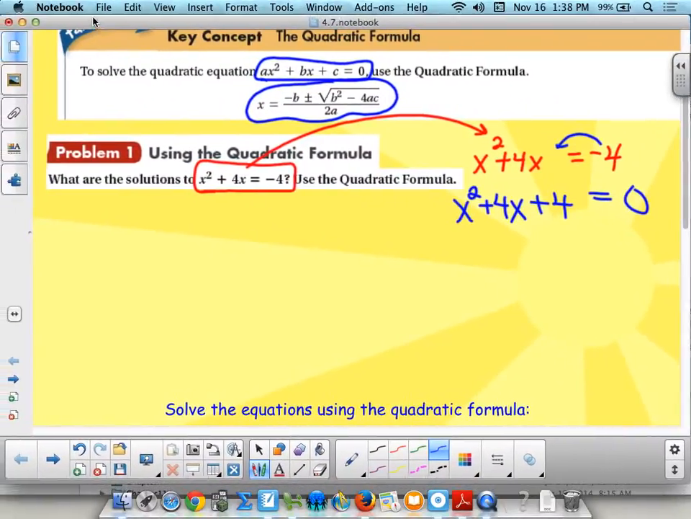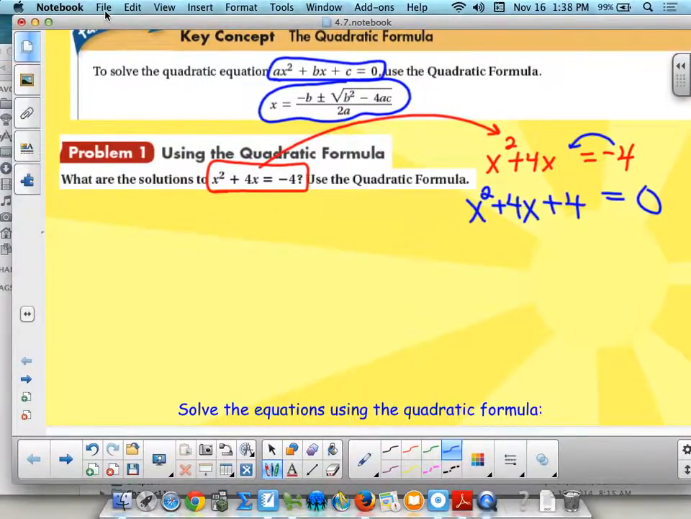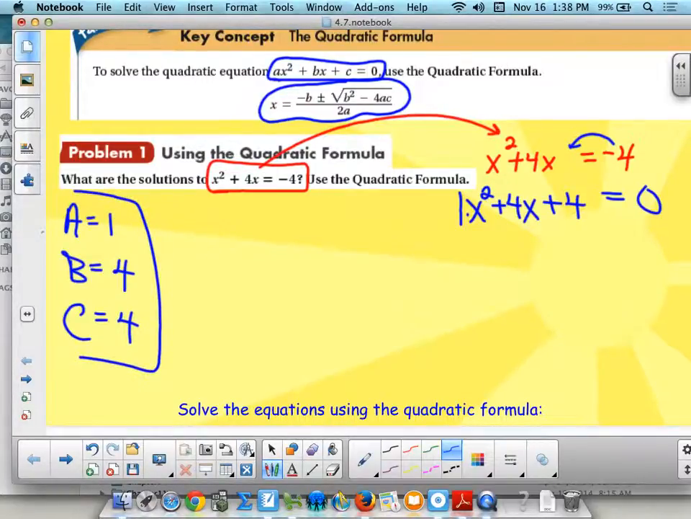Now we're going to try to get the answers out of this using the formula. To use it, you need to know A, B, and C. So A is what? A is 1. It's right there, the number in front of x squared. B is the number in front of x, 4. C is the number, 4. There it is. So now you know your ABCs, put them in the formula, and the answer will come out as soon as you work it out.